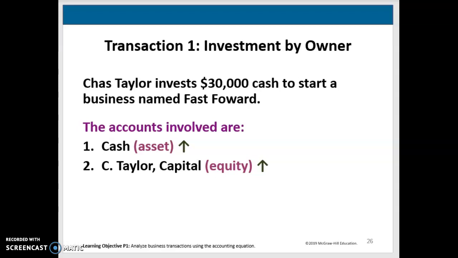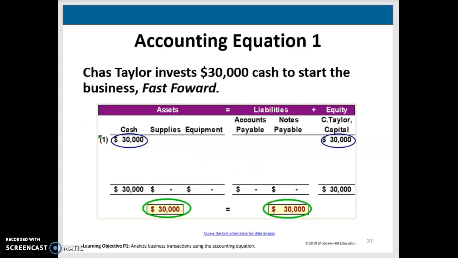Remember, we said that the accounting equation is assets equals liabilities plus equity. That accounting equation has to balance at all times. So for it to balance, we are going to illustrate it here, and we're going to do this with every transaction. So we can see the increase in the asset account, cash, was $30,000, and the increase in equity, $30,000 for C. Taylor Capital. So our basic accounting equation is in balance. Assets has a total balance of $30,000, liabilities has a balance of 0, and equity has a total balance of $30,000. So our equation is in balance.